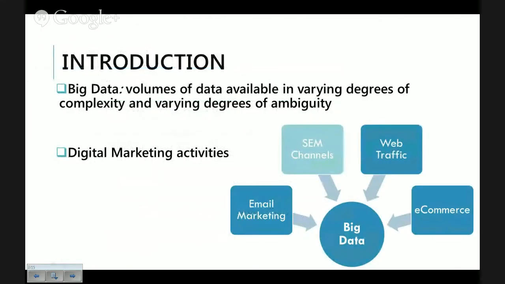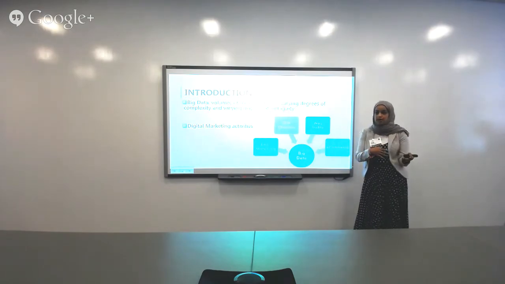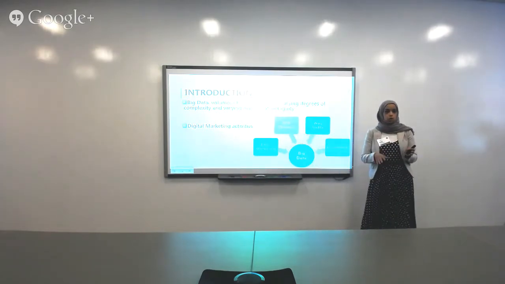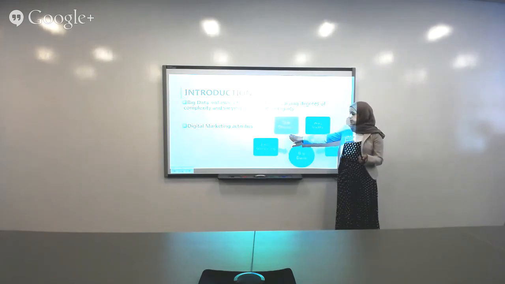So in big data, we all know that it's volumes of data that are available in varying degrees of complexity and ambiguity. Now, when we look at digital marketing efforts, when someone is doing an online marketing campaign, you're trying to reach that customer by doing some email marketing. You email them, you see how many click through the email, do they open the email, and there's tons of tools that actually do that. There's SEM channels, which is search engine marketing. All of those ads that you see on Google, on Bing, all of those search engines, and this is what this case study is about.